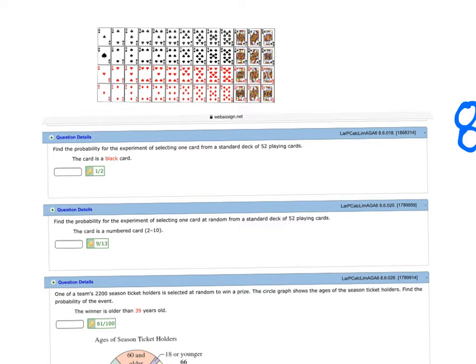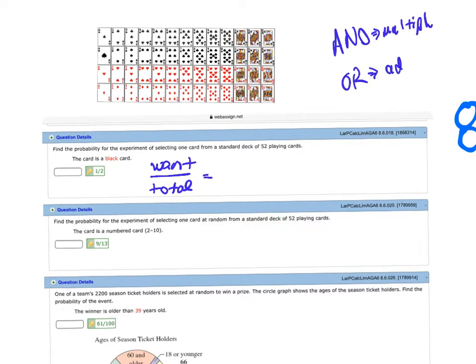That's totally fine. But remember, probability in its basic essence is what you want over the total. What we need to remember with probability is the word and means to multiply, and the word or means to add. Two very important things to remember. So I want to find the probability of selecting a black card from a deck of cards. Well, there's 52 cards total. If you don't know how many of them are black, you literally can just count. Half the deck is black if you don't know that. But look, it's right there for you. So 26 out of 52.